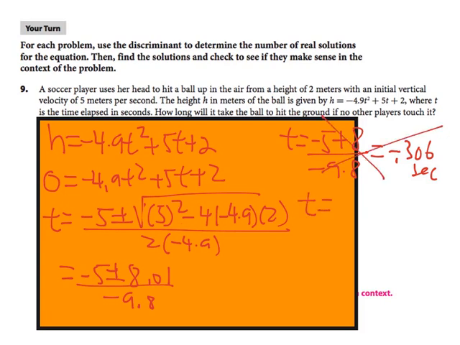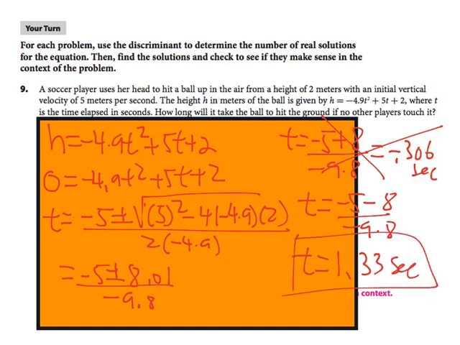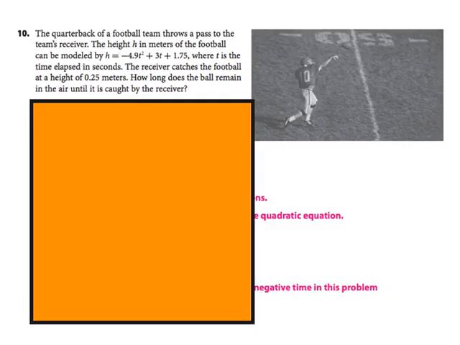The other time will be t equal to negative 5 minus 8 over negative 9.8. So then t is going to be at 1.33 seconds. Okay, so remember that your time must be positive. Okay, and this is another equation.